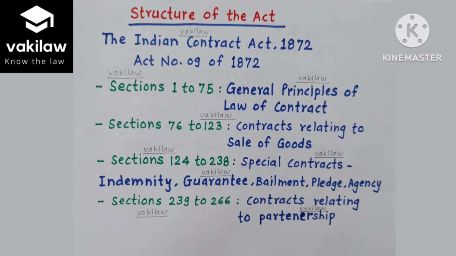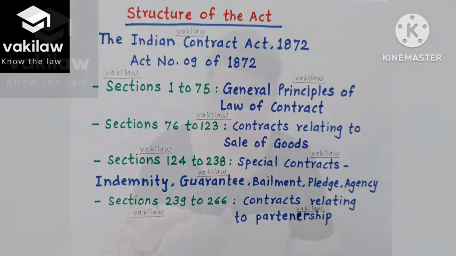Now, after this, the main answer of your question will begin. You are going to now write about the structure. So, what is the structure? I have stated sections 1 to 75 and the later sections that I have given in the previous video. After writing those sections, you are also going to write how many sections there are. There are in total 266 sections in the Act.